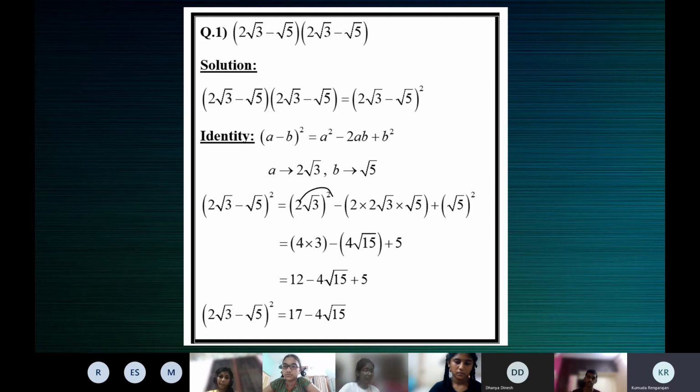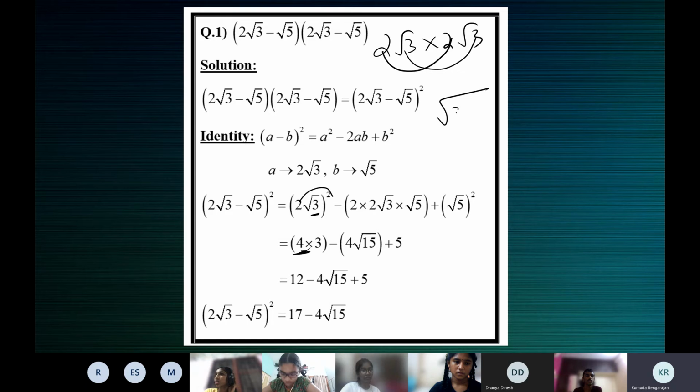So 2 squared is 4. Because 2 root 3 into 2 root 3: 2 into 2 is 4. Root 3 into root 3 is root of 3 into 3. And from 2 3's, 1 3 comes out of the square root. So 3.